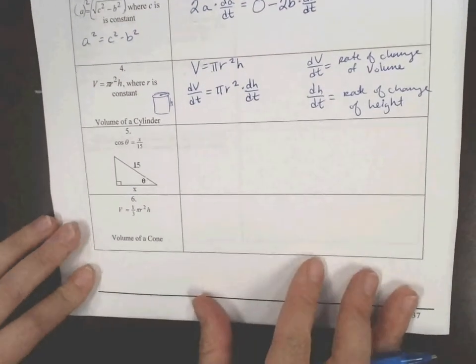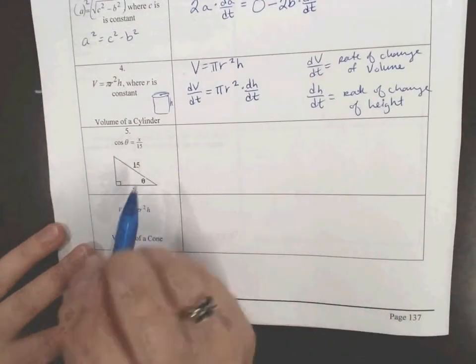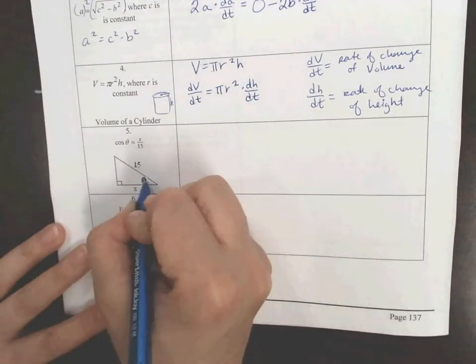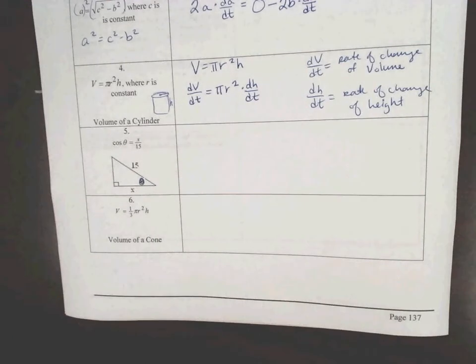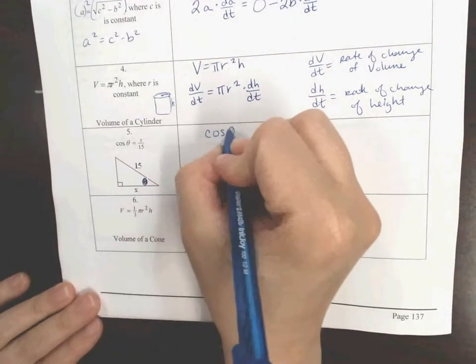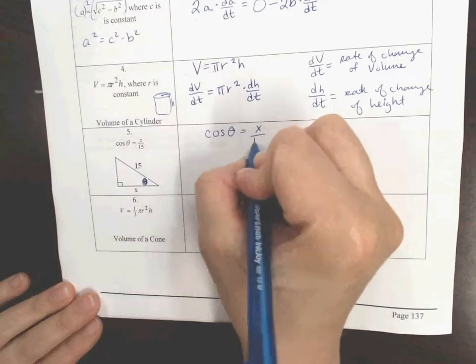On the next problem, we have a right triangle with the hypotenuse, we have an x, and we have that this is a theta. All right, it's going to be very helpful for a lot of these to draw yourselves pictures. But this is my formula. Cosine theta is equal to x over 15.